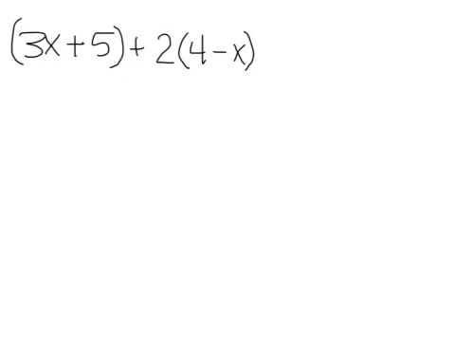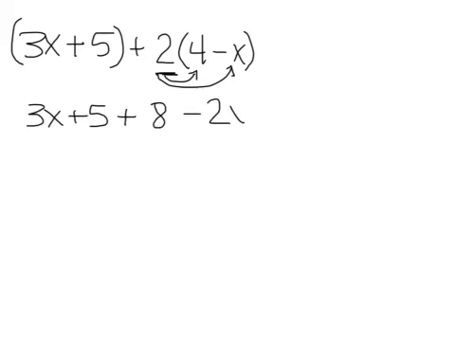What if, on the other hand, we have this 2 out in front of one of the polynomials? That means that we are going to have to distribute before we can add like terms. So 3x plus 5 stays the same, no changes there. Now we distribute the 2 to both terms of the polynomial, and we have plus 8 minus 2x. Now we continue by adding like terms.